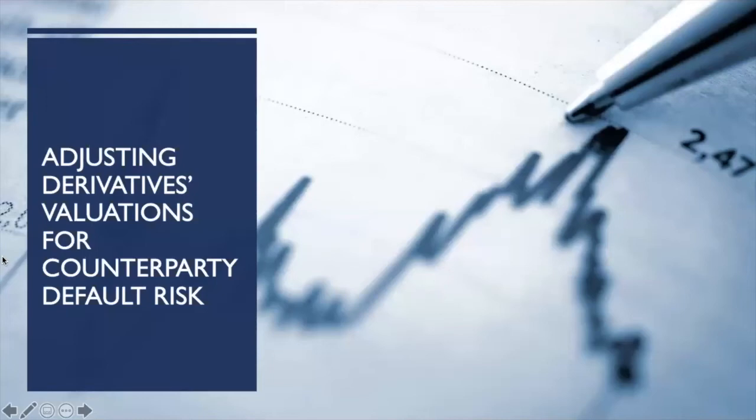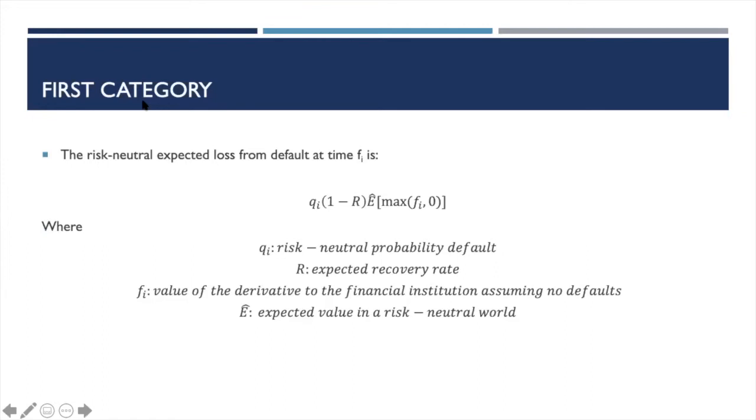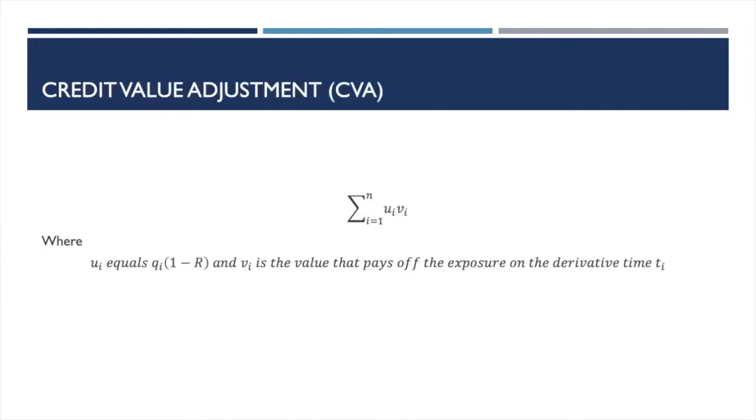Adjusting derivatives valuations for counterparty default risk. We can calculate the risk-neutral expected loss from a default at a time ti, as the formula shown, where qi is the risk-neutral probability of default, R is the expected recovery rate, fi is the value of the derivative to the financial institution, assuming no defaults, and E is the expected value in a risk-neutral world. The maximum between fi and 0 is the exposure of the financial institution's potential loss at time ti.